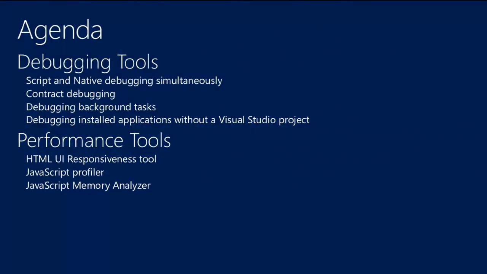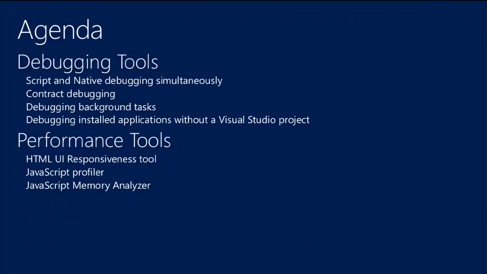So we're going to break this down into two separate parts. In the first part, we'll be talking about the debugging tools that we have available for JavaScript applications. We've got some specific breakdown under there, scripting and native. For those of you who have tried to debug both at the same time, I'll show you some cool tricks there. Contract debugging, background tasks, and debugging applications that are already installed that you may or may not have a Visual Studio project for.